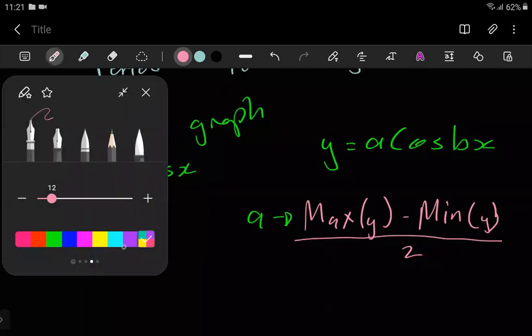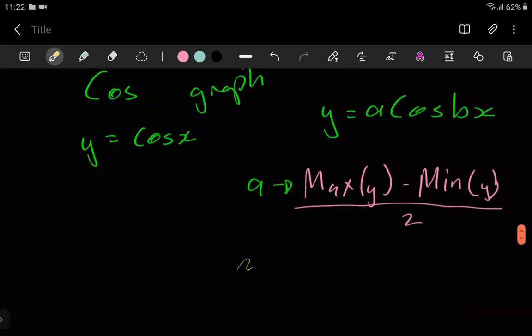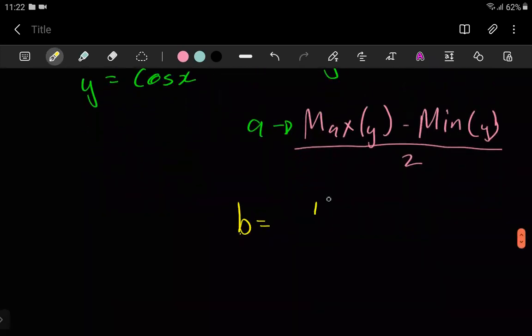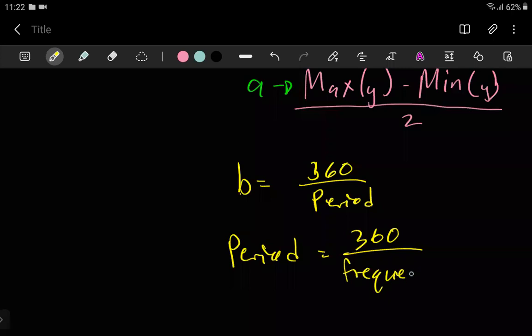So with that being said, the whole thing over 2, that's amplitude, as we know. The other one is frequency. The frequency is going to be equal to 360 divided by the period. That's what frequency is. And what we know is that the period is also then just swapped over: 360 divided by the frequency. There we go.